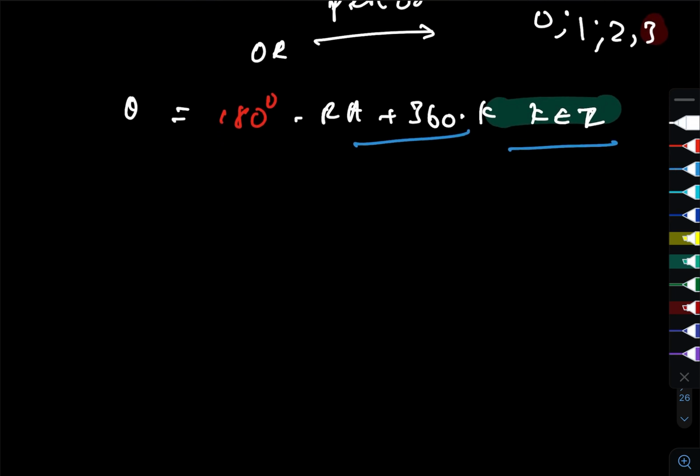But what about cosine? If you're dealing with cosine theta equals a, again, a is an element of -1 to 1, and also equal to -1 and 1.